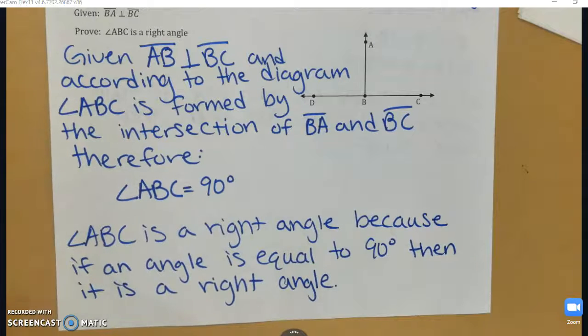Introduction, body, conclusion. So there is 3 more great examples of completed paragraph proofs that you can use to study and prepare for any future assessments that would require you to write a paragraph proof.